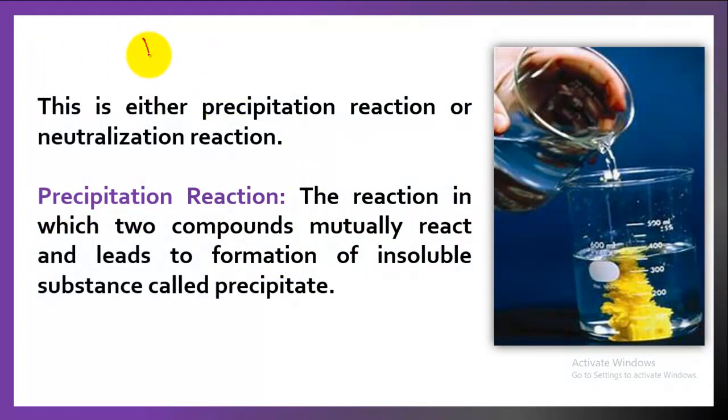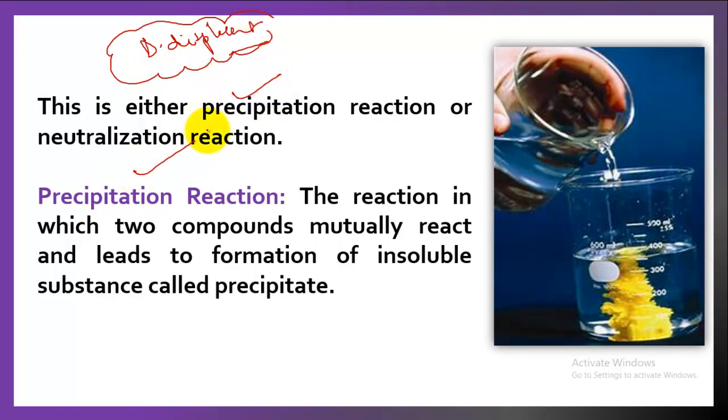So this double displacement, or we can say the double decomposition reaction, can lead to the formation of two different types of reaction. It can lead to the formation of precipitate or it can lead to the formation of neutral substance. So accordingly, double displacement reaction can be precipitation or it can be neutralization reaction. Let's see what is the difference between the two.